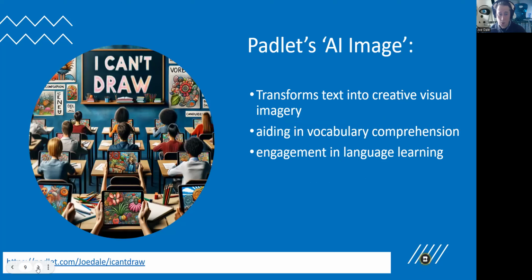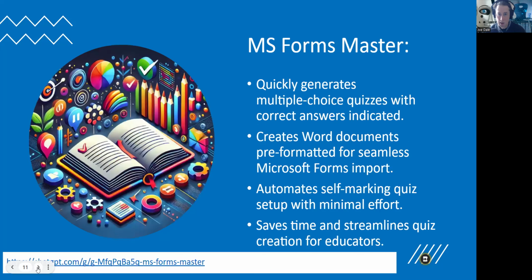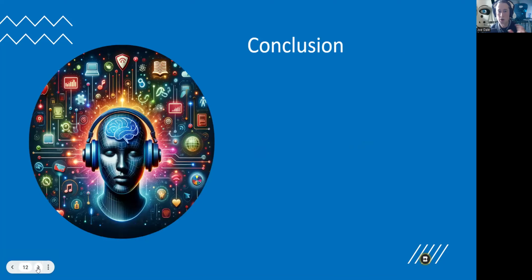And we've looked at what used to be called I Can't Draw, which is now the AI image tool for generating images for writing practice, speaking practice, etc. Okay, that was Brisk as well that we've looked at quickly. And the MS Forms Master, you've got the link there if you want to add that to your own ChatGPT. So to conclude, what I've tried to do in a short amount of time is show you how you can use the new AI features in Padlet for promoting all four skills in a very practical way.